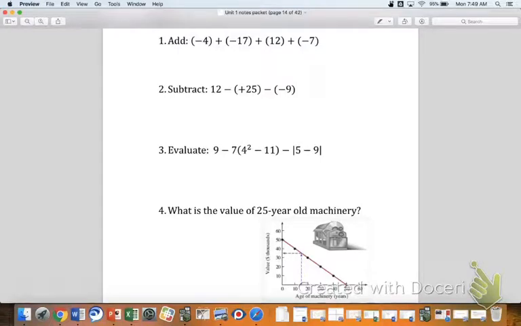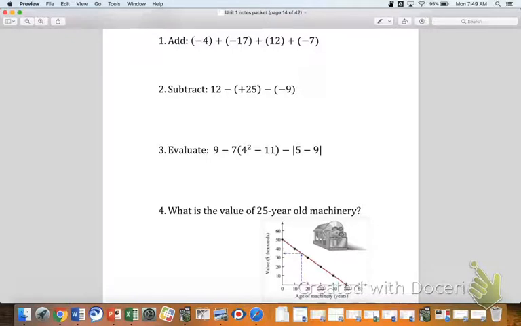Okay, so let's run through these here real quick and kind of do these together. Here we go with number 1. Okay, so I'll just kind of run through these step by step, and you let me know what you think the answers are. So let's start off right here. I'm going to add these up from left to right.